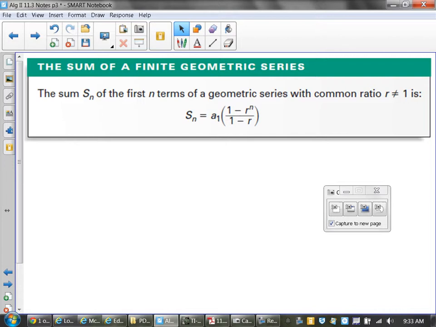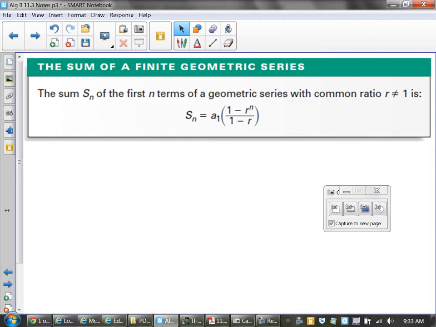Find the sum of the finite geometric series. What's the difference between a series and a sequence? You're adding between them. The sequence is just a list of numbers. The series is when you're adding that list of numbers. You're summing them. That's when you have that summation.